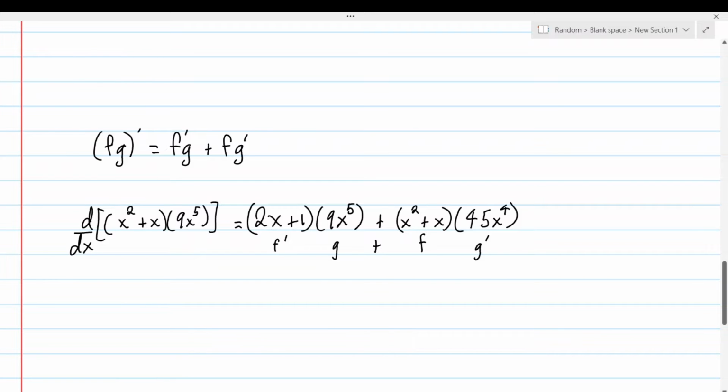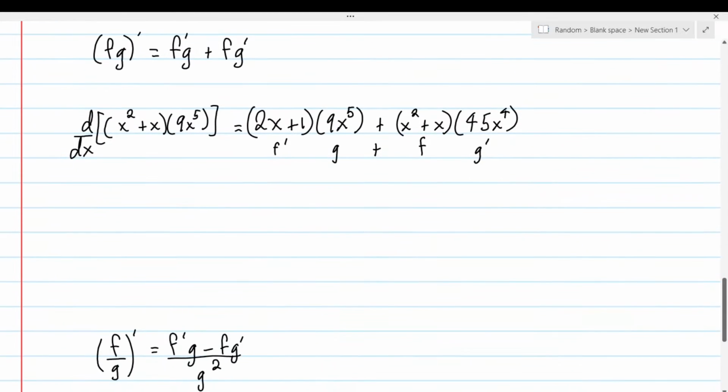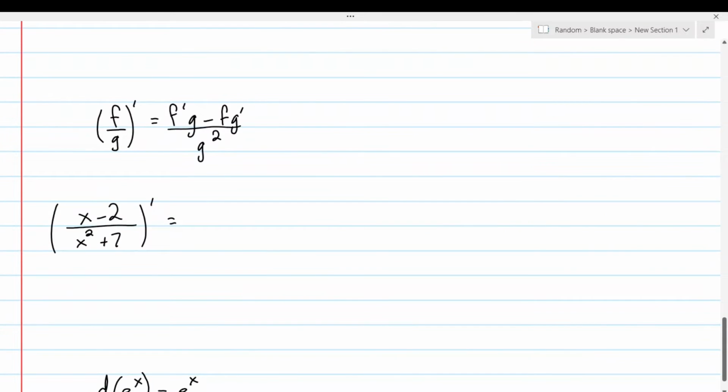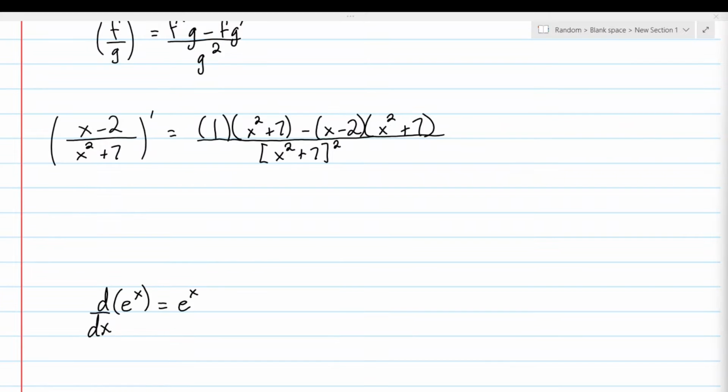The quotient rule is a rule for taking the derivative of a function divided by another function. Here is an example. And the last differential rule for this video is the derivative of e to the x is just e to the x.